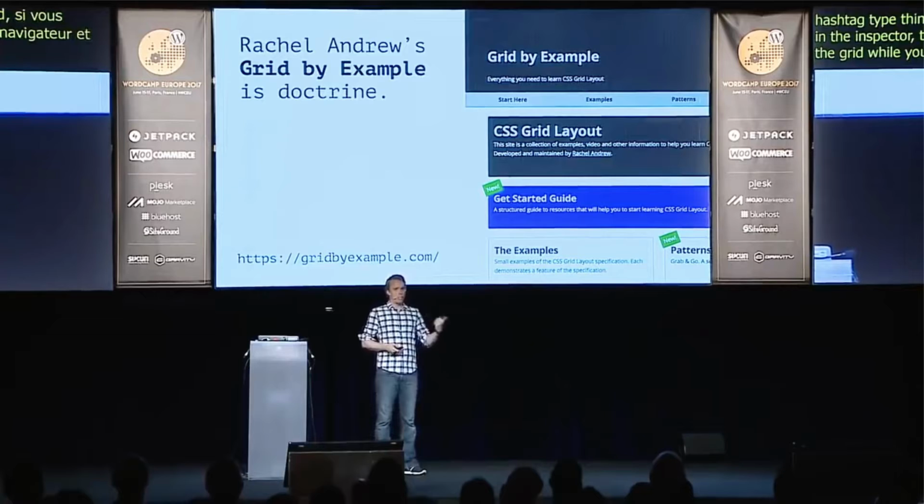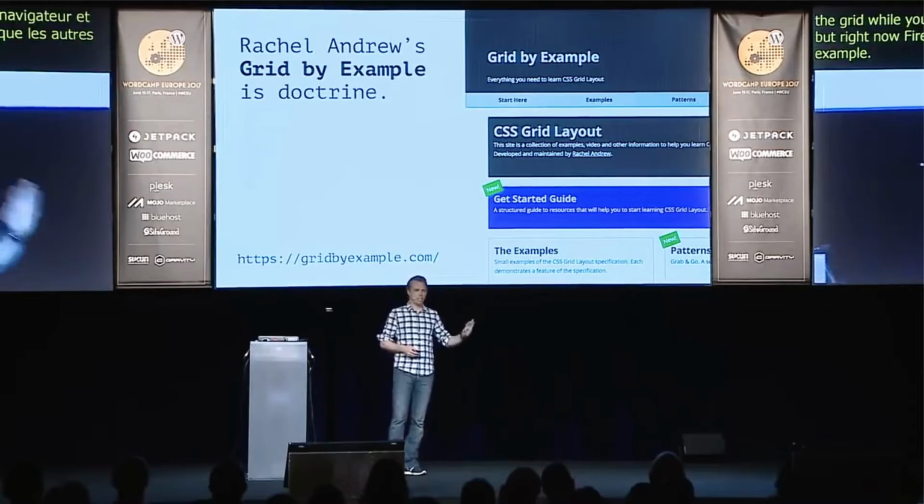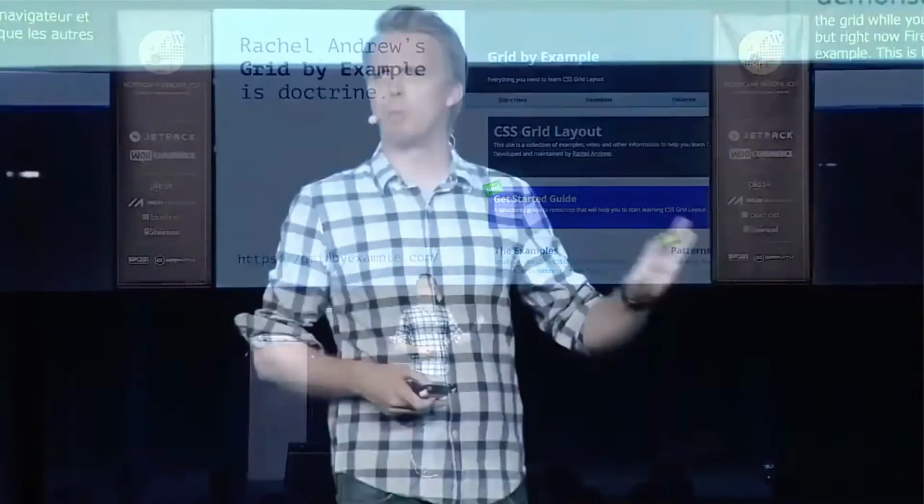Second, Rachel Andrew has a website called Grid by Example. This is basically doctrine. Rachel Andrew is, by and large, the reason why we have CSS Grid in browsers today. She's been pushing it for years and years and years, and she's documented absolutely everything. So, if you want to know how it works, go to Grid by Example.